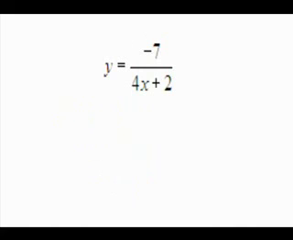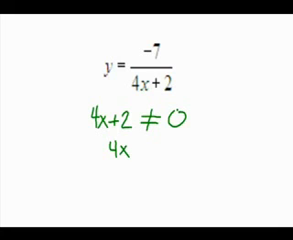Last example, we take our 4x plus 2 and say that it cannot equal 0. We subtract over our 2 and divide by 4. The domain here is any number except x cannot equal -1/2.